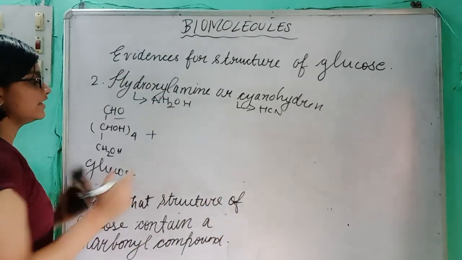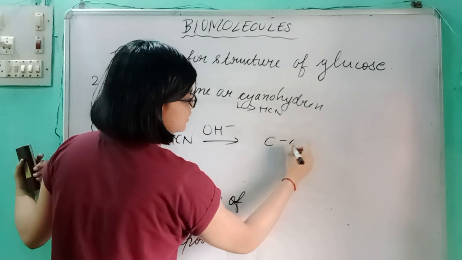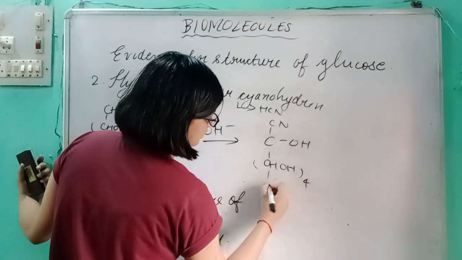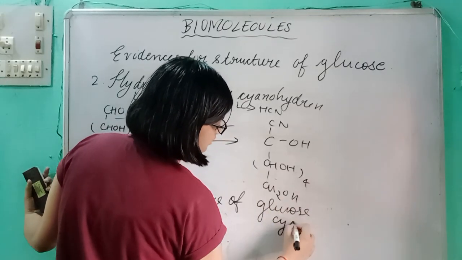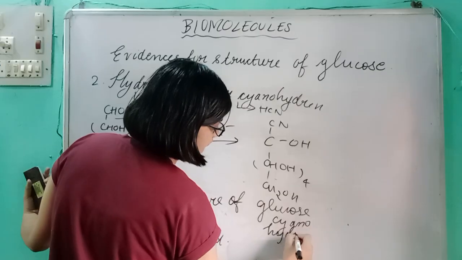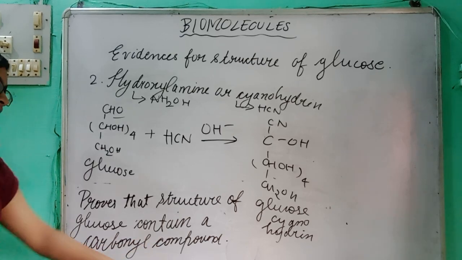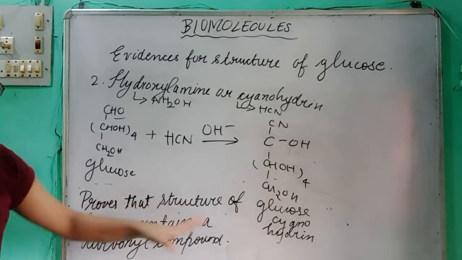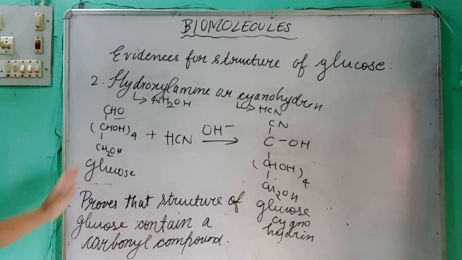When it reacts with cyanohydrin, HCN, in the presence of OH minus, CHO, CHOH 4, CH2OH, that is glucose, glucose cyanohydrin is formed. This also proves that the structure of glucose contains a carbonyl compound. So either with hydroxylamine or with cyanohydrin, glucose reacts, and with cyanohydrin, glucose cyanohydrin is formed, and with hydroxylamine, D-glucose oxime is formed. And both of these reactions prove that the structure of glucose contains a carbonyl compound.